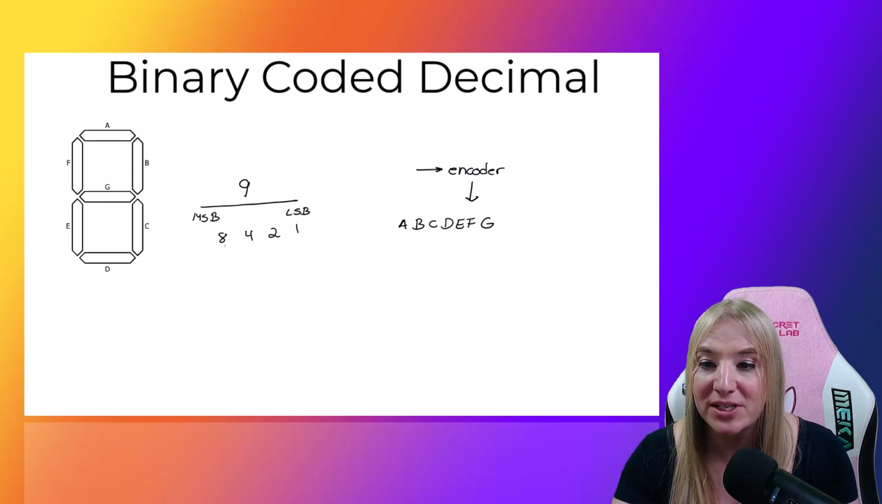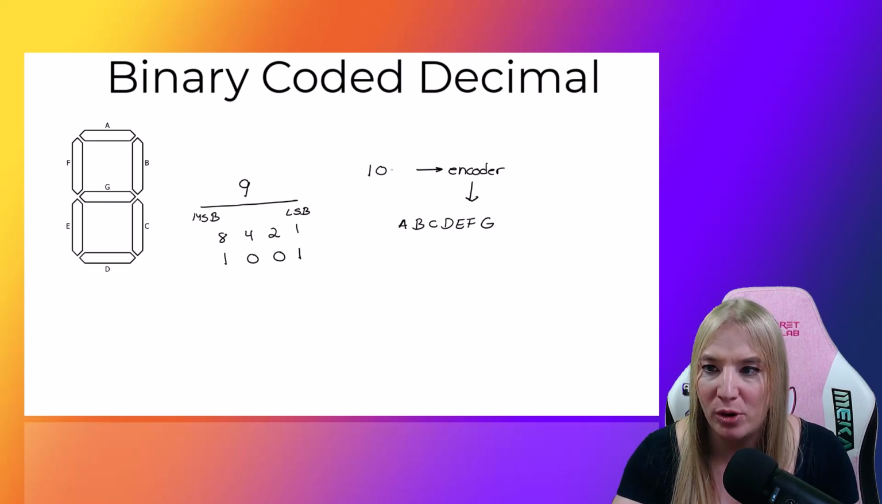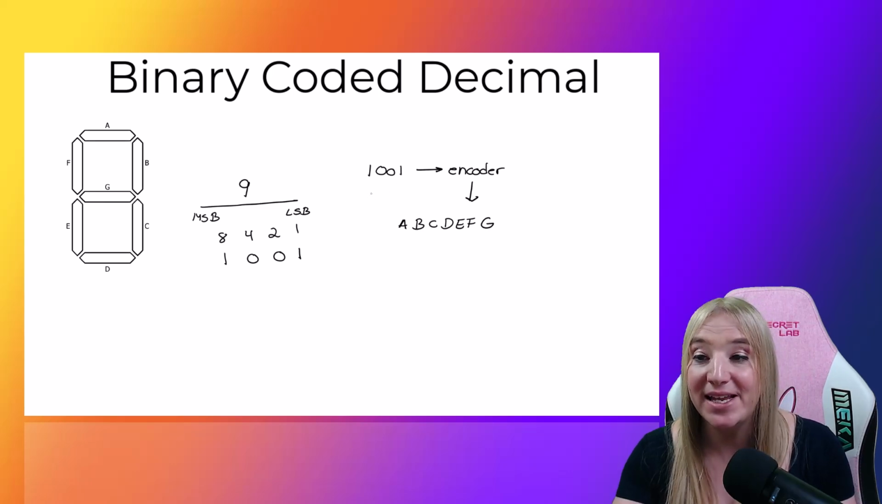So we're going to turn the positions on to make that value. 8, we're going to turn that on because 8 will get us to 9. If we add 4, that's going to put us over 9, so we're going to zero this out. Same with 2, since 8 plus 2 gives us 10, that's too much. And 8 plus 1 gives us 9, so we're going to turn this position on. So 1001 is our value for 9. 1001 is the BCD equivalent of 9, and this is the highest possible number.